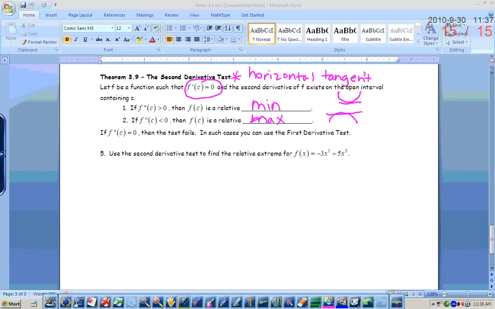So you find your critical numbers, and you find where you have horizontal tangent lines. Then you figure out whether the second derivative is positive or negative at that point. If you're concave up with a horizontal tangent line, that's going to have to be a minimum, and if you're concave down with a horizontal tangent line, that's going to have to be a maximum.